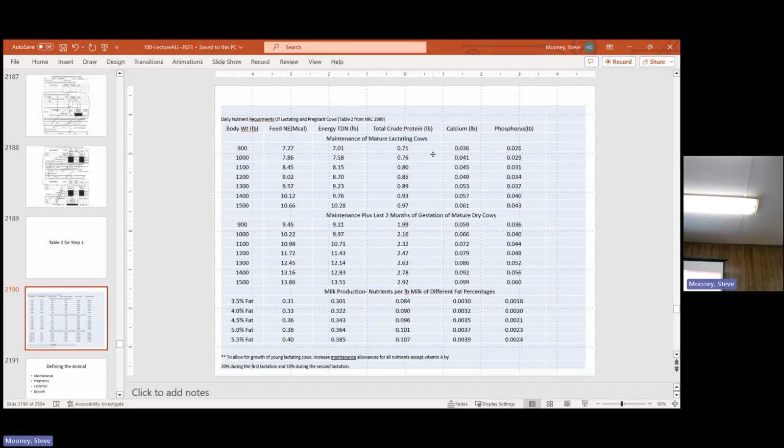So how do we use this table? We'll take her body weight, and then whatever her body weight is, we'll work our way across. What happens if she's not an even 100 pounds?